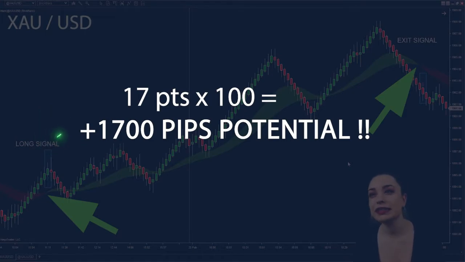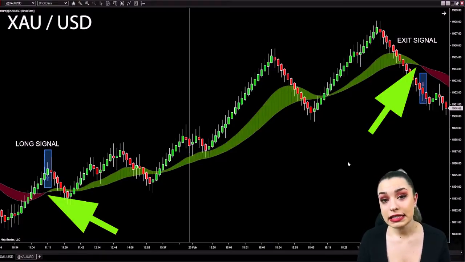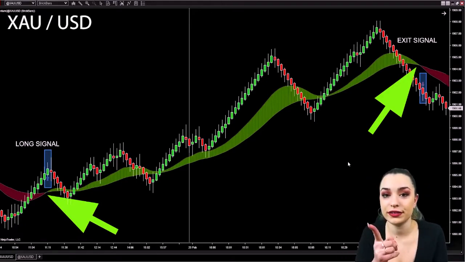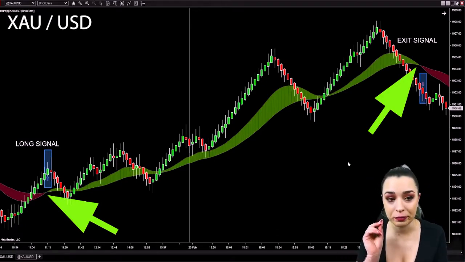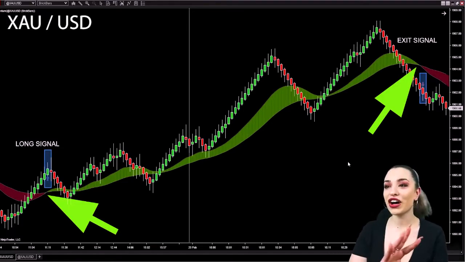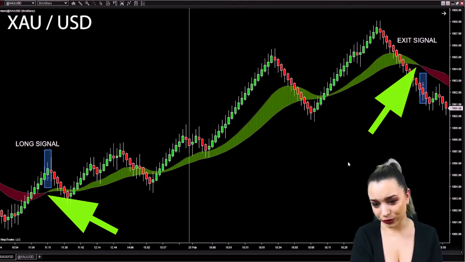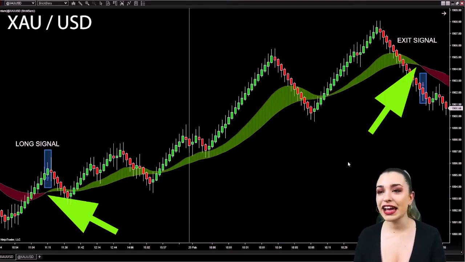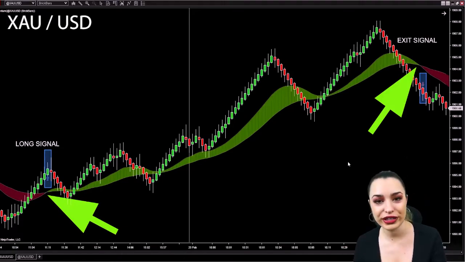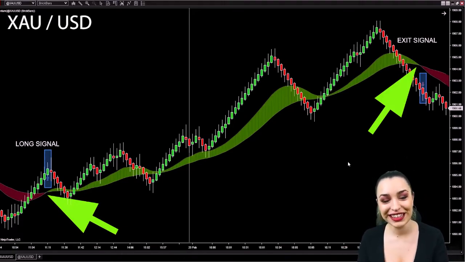Now, let me repeat that clearly. 1700 pips in one trade. If you were paying attention to the market, this is as easy as it gets because you cannot beat this at all. This indicator is so powerful, telling you what to do, when to do it, and alerting you. So what is left for you to do is to take that decision, and that's it.